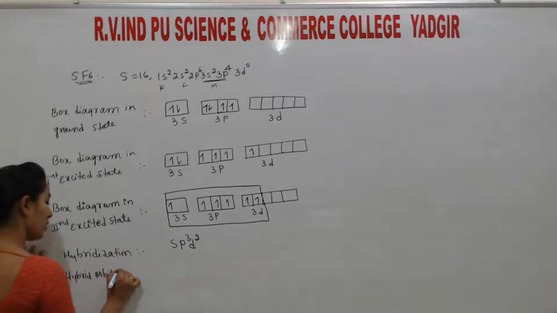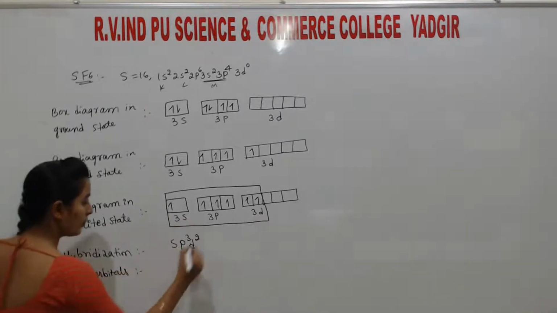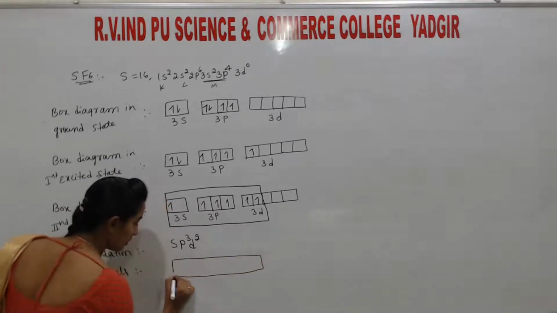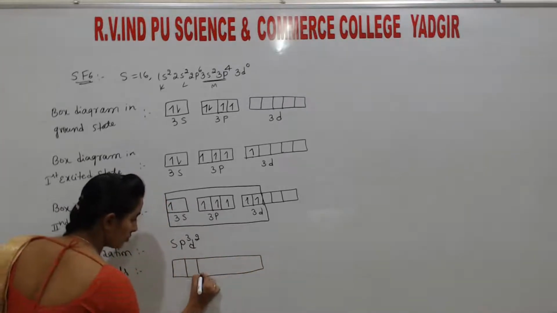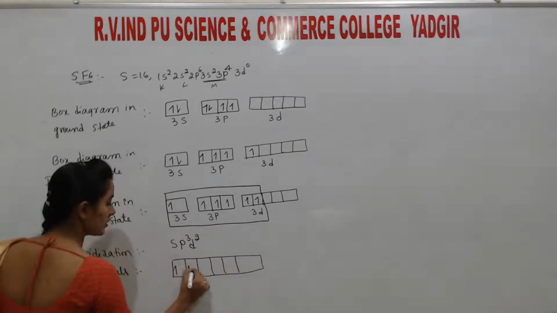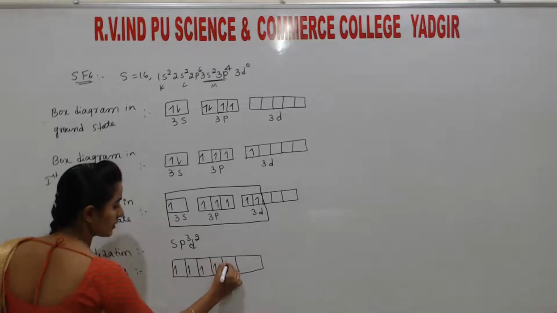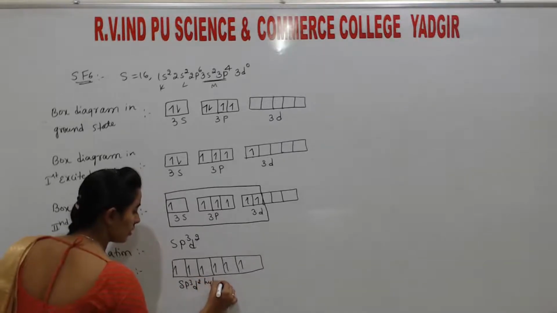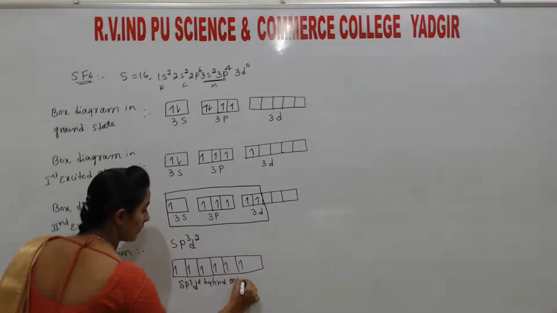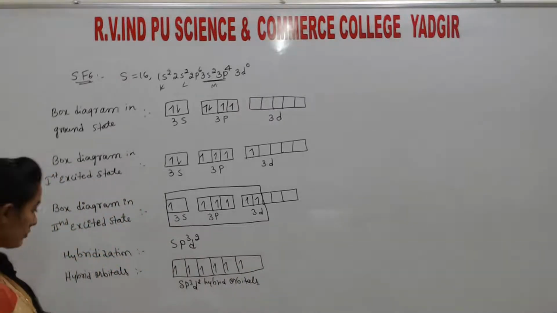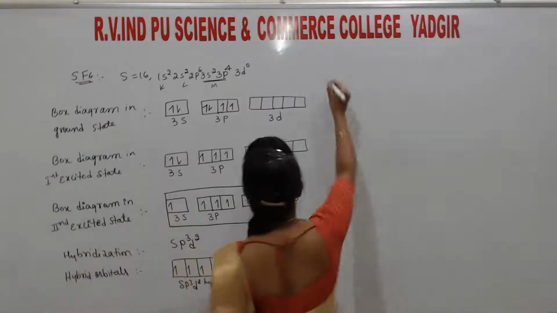Next, hybrid orbitals. Here, how many hybrid orbitals? 6 hybrid orbitals, 1, 2, 3, 4, 5, 6. These are the electrons of sulfur. These are the sp3d2 hybrid orbitals.